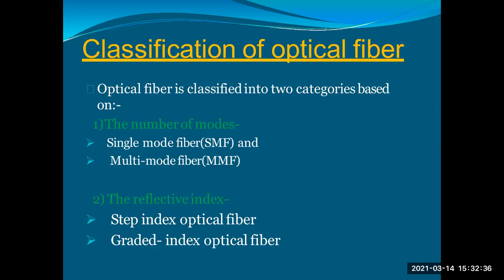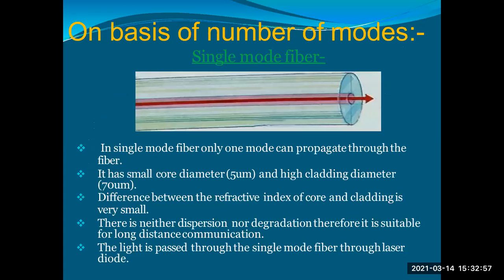So the classification of the optical fiber, we just discussed. For your understanding, we are again discussing more broadly the optical fiber modes. On the basis of the number of modes, we have single mode, SMF, and multimode. And when you compare by refractive index, we say step index optical fiber and graded index optical fiber. In the single mode, only one mode can propagate through the fiber, and it has a small diameter of about 5 to 10 micrometers.